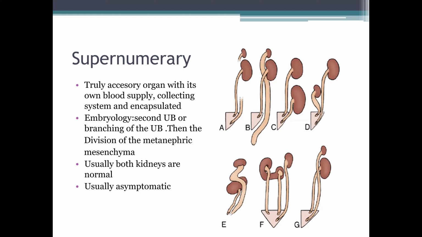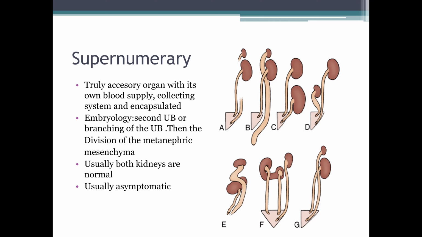Okay, that's very good. So in the supernumerary kidneys, instead of having one kidney, you actually have many kidneys. The first ones we have seen were that you may have no kidney on both sides. The other one was that you can have one kidney and the other one is missing. Now, the supernumerary is the opposite. Instead of having one kidney, now you have more than one. And these are usually due to a second ureteric bud or branching of the ureteric bud.